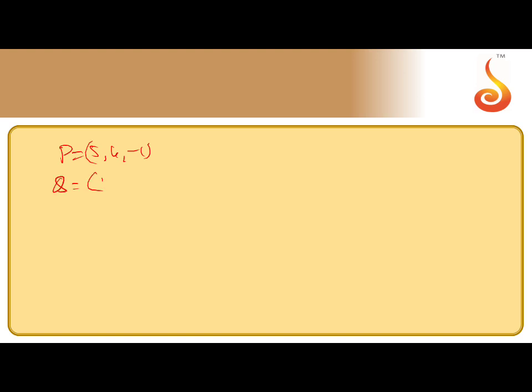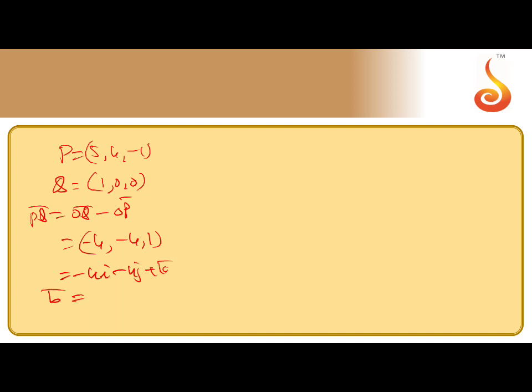Q is the point (1, 0, 0). First, PQ bar means OQ minus OP. So 1 minus 5 is minus 4, minus 4, 1. So that is minus 4i minus 4j plus k. And B bar is the parallel vector, which means 2i plus 9j plus 5k.